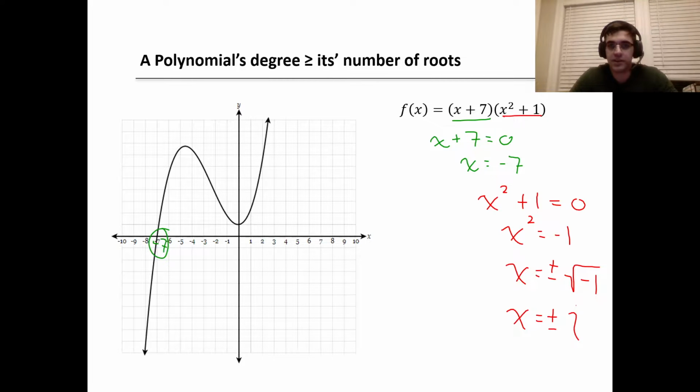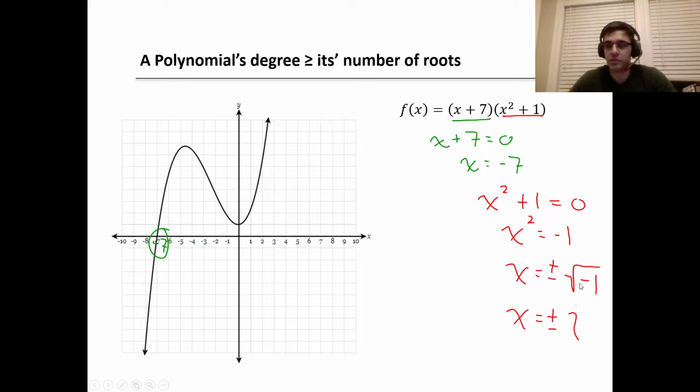Here's a polynomial graph and its polynomial function. The graph has one root, and the root is at -7. The polynomial, if we solve for x, has three unique zeros. Because of the x plus 7, -7 is a zero. Because of the x squared plus 1, we get the equation x squared plus 1 equals 0, or x squared equals -1. Square root both sides, we get x equals plus or minus the square root of -1.